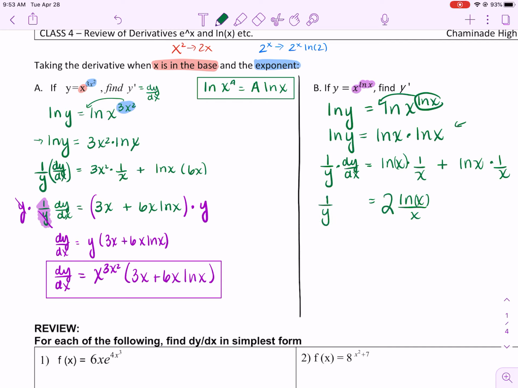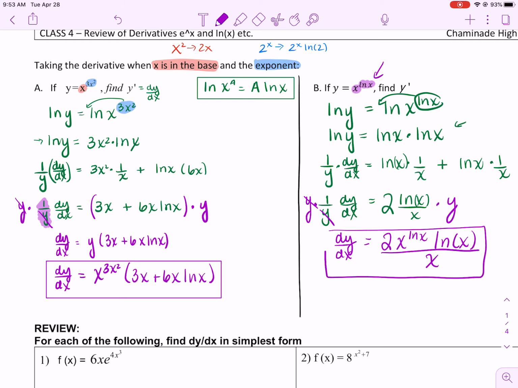On the left-hand side, we still have 1 over y, dy dx. And last but not least, we're going to multiply both sides by y to get rid of that and isolate your dy dx. Just don't forget, as you're doing this, we do want to replace the y with the x to the ln of x. So we have 2 times x to the ln of x. Let's just write that a little bit nicer. The natural log of x times the natural log of x. So I really just put the y after the 2 there. That's all going to be over x, and that would be your final answer for this particular case.